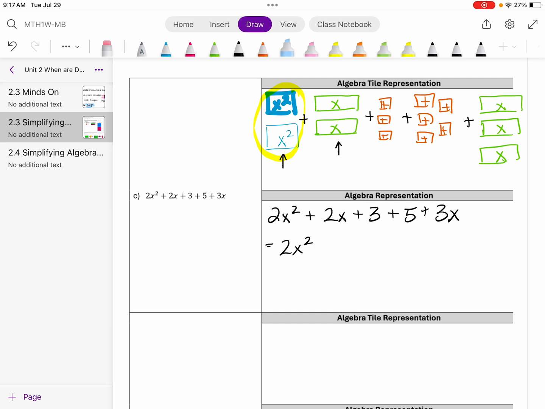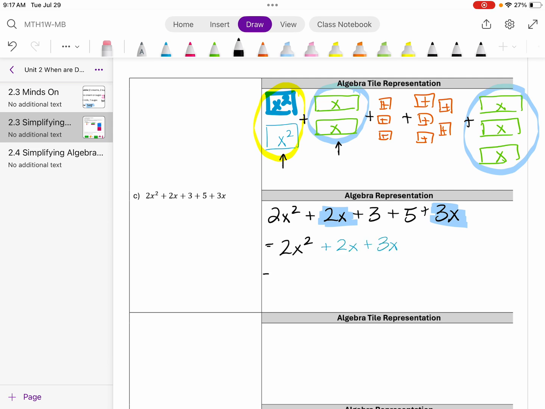And then I continue through the question. I look for what else are other like terms. So here I have 2x's, and here I have 3x's. So I've got 2x and 3x, and I'm going to put those 2 things together. So I've got plus 2x plus 3x.